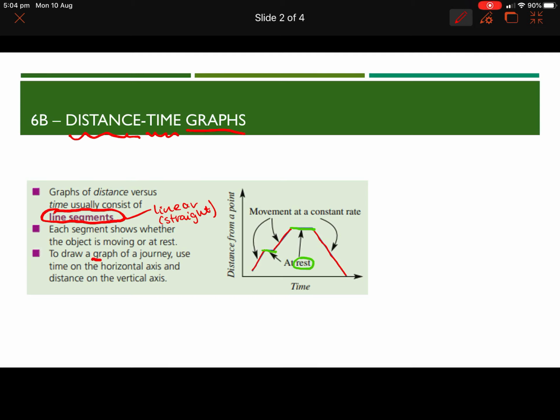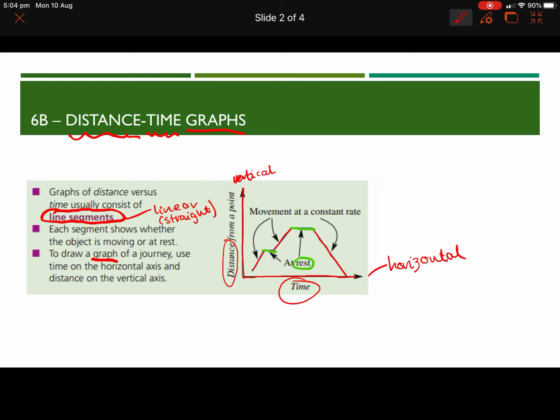To draw a graph of a journey, use time on the horizontal axis and distance on the vertical. Horizontal is the one going along here, which is time. So you can call that horizontal in case you forget. And the distance always goes on the vertical line. This is always the case for these distance time graphs.